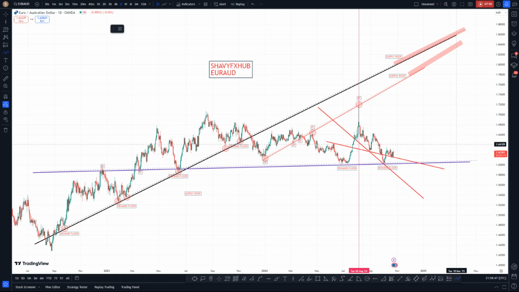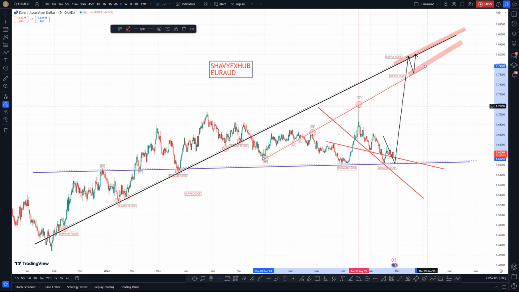Now that we have tapped into the floor impulse leg, we have come here, we have picked liquidity. It makes a decent sense to return here. This is our supply roof. This is also a supply roof. This is also a supply roof. So it makes a whole lot of sense to look at the structure from this perspective.